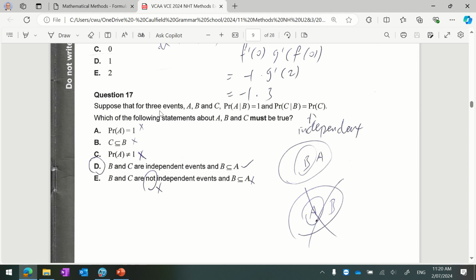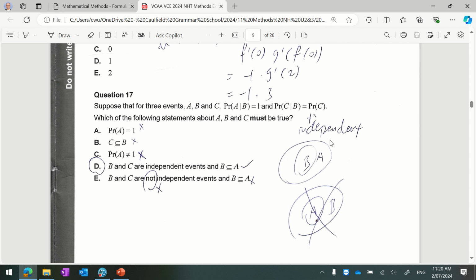Okay, probability. A given B is 1, C given B is C. Which of the following statements about A, B, C must be true? First reaction I had when I was reading the question was this: C given B equals C. It means C and B are independent. That's the first thing it means.